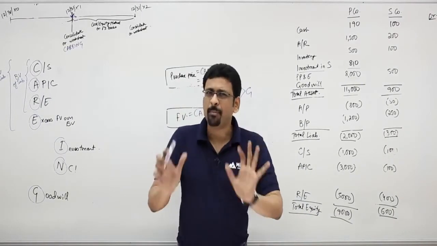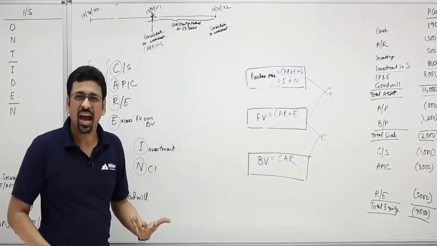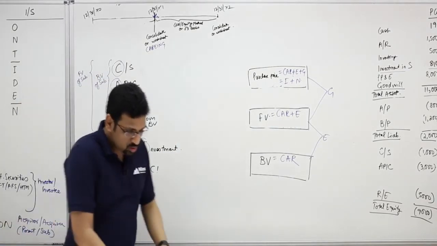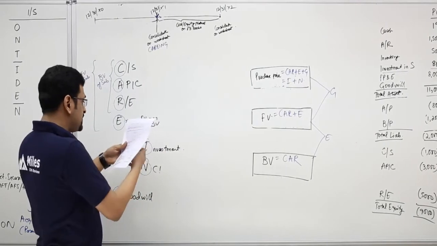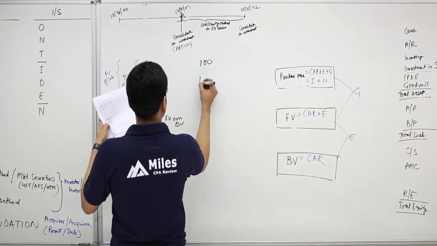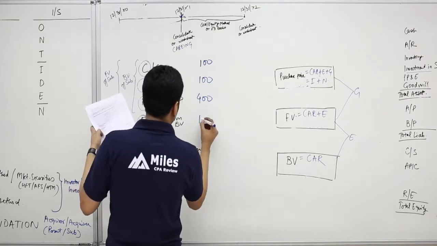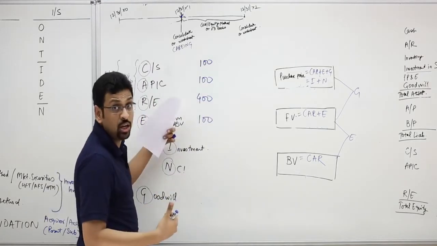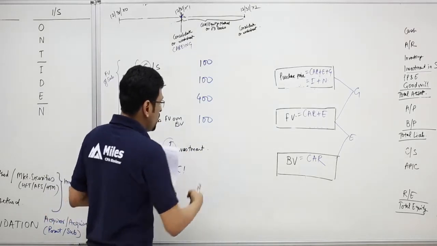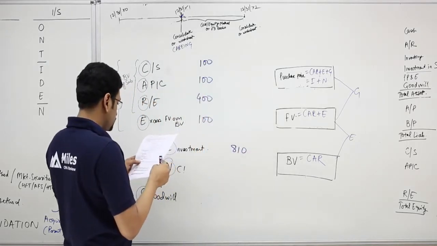So guys, step number 1, we're looking at our mnemonic, carrying. So the parent tells the subsidiary, I own you, I control you, but I still care for you. So in this case, we got subsidiary's common stock $100, subsidiary's APIC $100, subsidiary's retained earnings $400, excess book value $100, excess fair value over book value $100. Then you got investment. Now this time the investment number is 810.